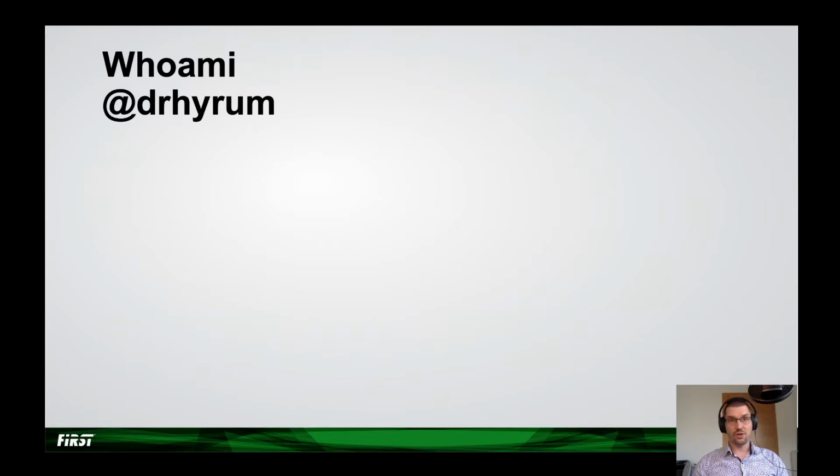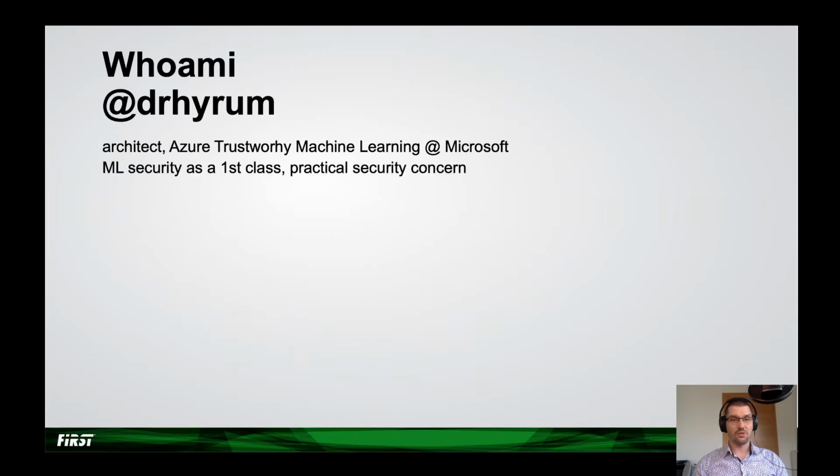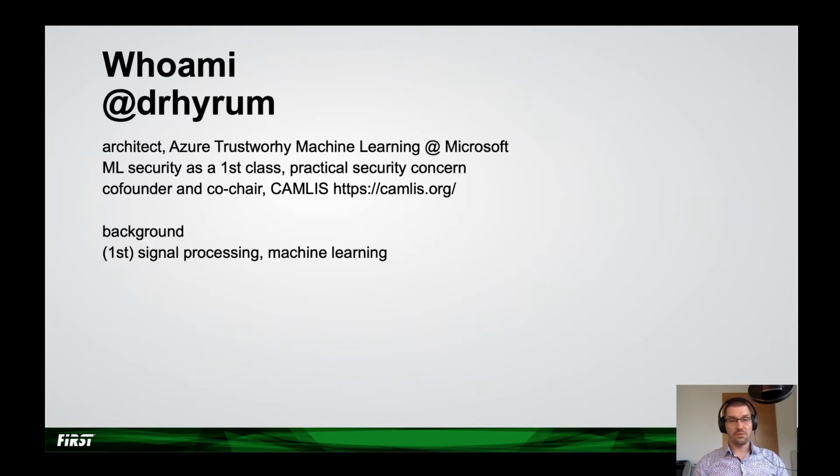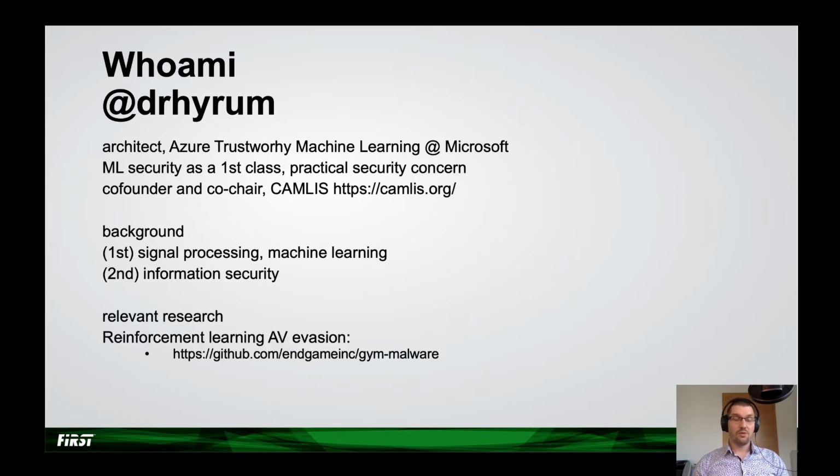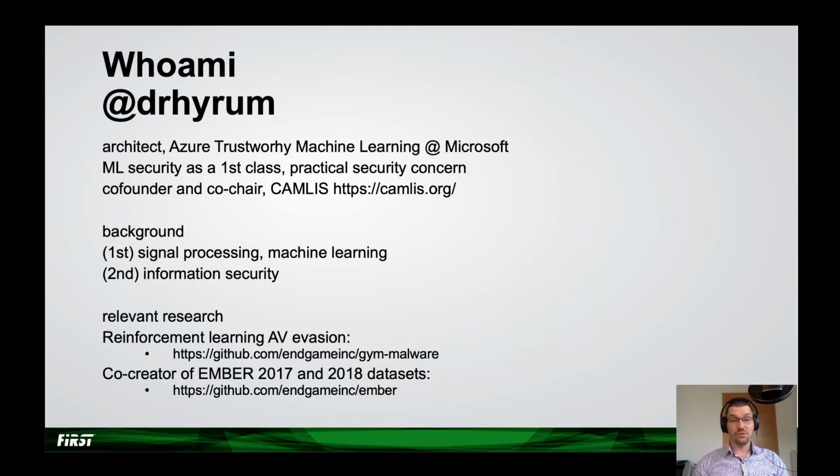And this is a joint project together with Dr. Hiram, who is an architect at Azure Trustworthy Machine Learning at Microsoft. And he's also co-founder and co-chair at Chemlis, and his background is from signal processing and machine learning, and information security was just added later. One of his relevant researches is the reinforcement learning-based antivirus evasion, and he's also the co-creator of the Ember 2017 and 2018 datasets.